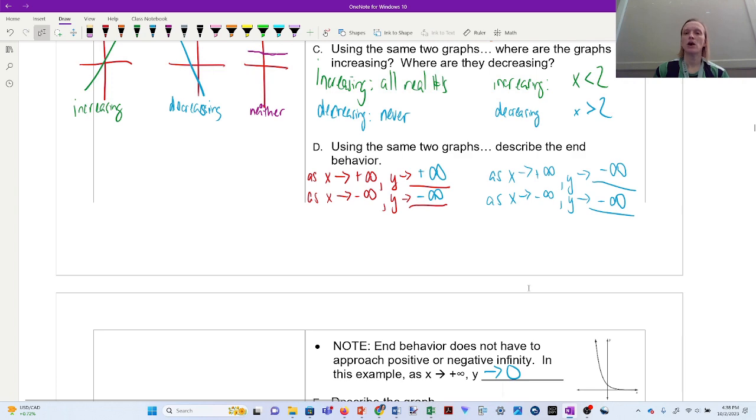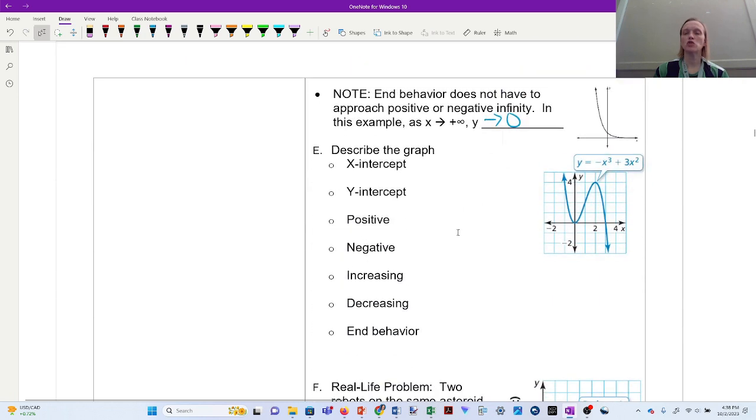All right, so let's try to put it all together at once. Pause the video if you need to and take a moment and try to come up with the x-intercept or intercepts, the y-intercept, where the graph is positive, where it's negative, where it's increasing, where it's decreasing, and what the end behavior is.